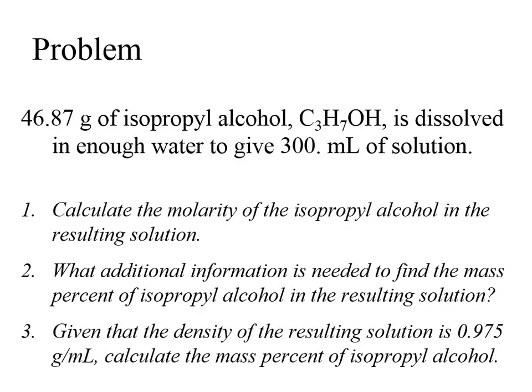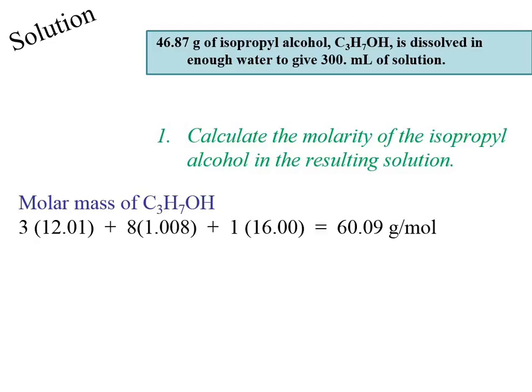In order to work that last problem, we're going to need the density of the solution. So down here, this says what else do you need to come up with the weight percent of isopropyl alcohol in this solution. The last thing is the density of the solution. So I'm going to show you how we're going to use that 0.975 grams per milliliter to get to the weight percent. All right, so first off, what's the molarity?